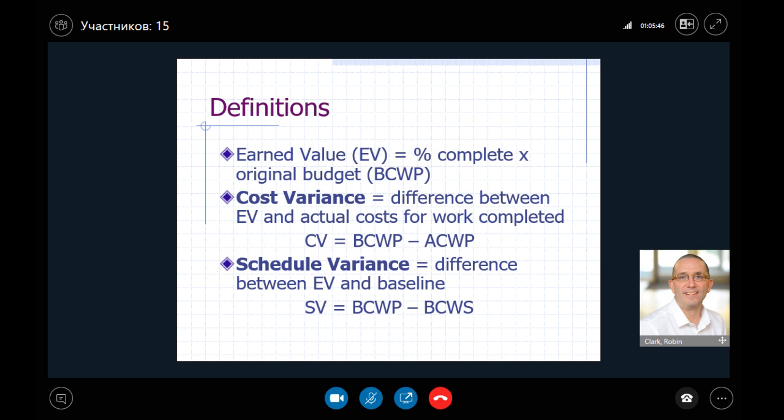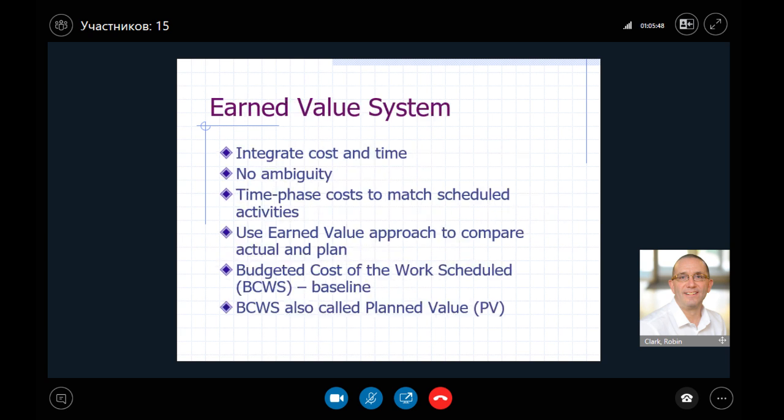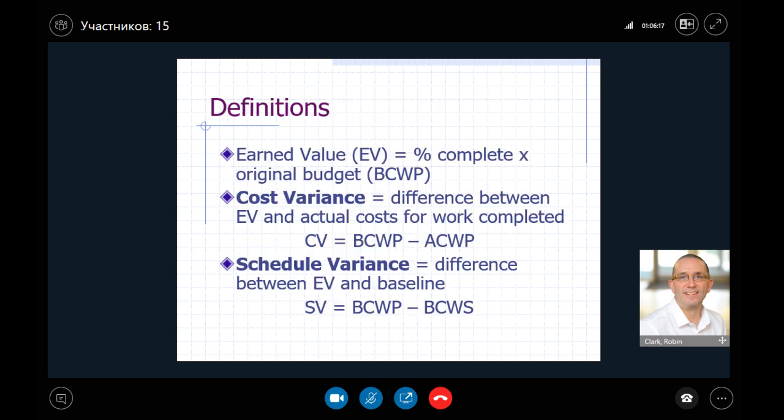But the way I want to just do a quick example with before we finish is to look at what we call the earned value system, because this brings together the cost and the time. It's based on some calculations. It's based on this idea of what we call budgeted cost of work scheduled. Okay, and that budgeted cost of work scheduled is called the planned value. Okay, so BCWS, it's the baseline, it's the planned value.